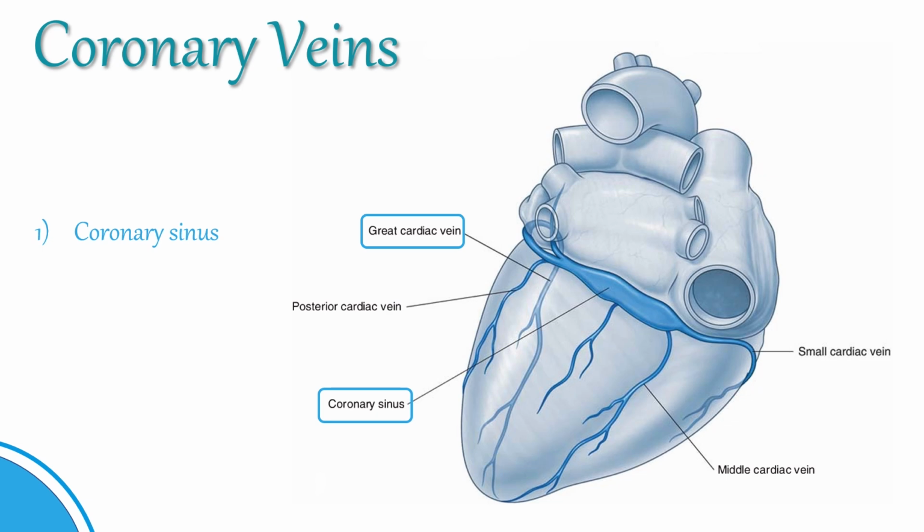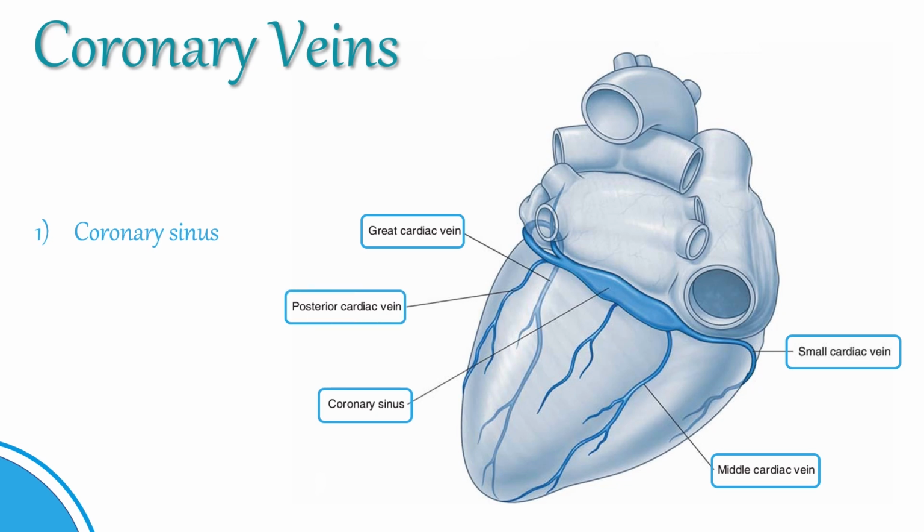The great cardiac vein drains the areas supplied by the anterior interventricular artery. The middle cardiac vein drains the posterior interventricular septum. The small cardiac vein drains the right atrium and ventricle, and the posterior cardiac vein.